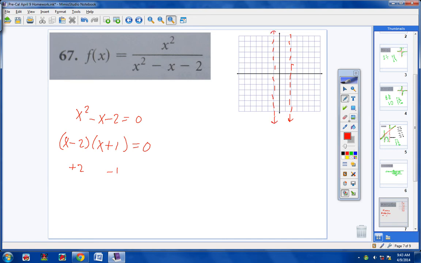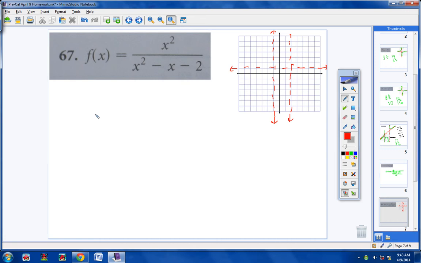Looks like I need to learn how to draw straight lines. All right, now let's take a look at my horizontal asymptotes. Whenever the numerator degree equals the denominator degree, your horizontal asymptote is at 1 over 1. 1 over 1. So your horizontal asymptote will be at 1. There we go.